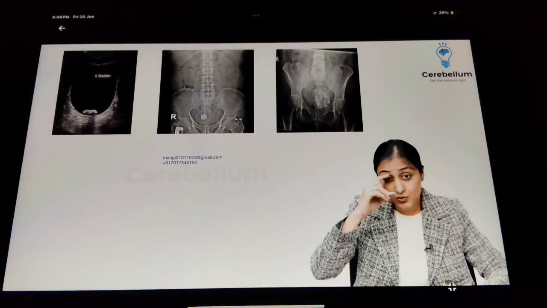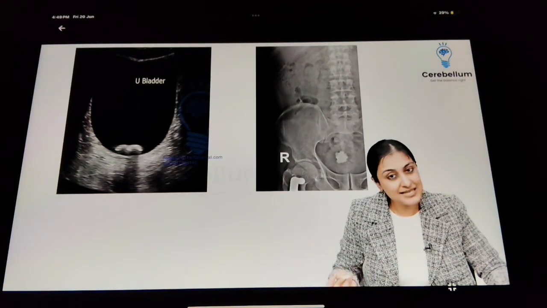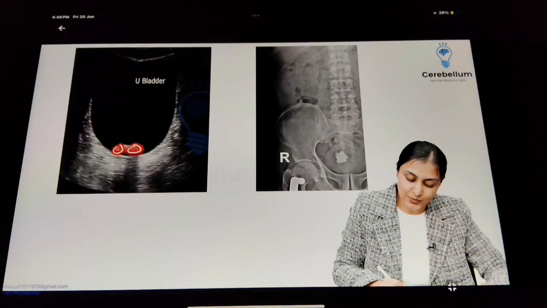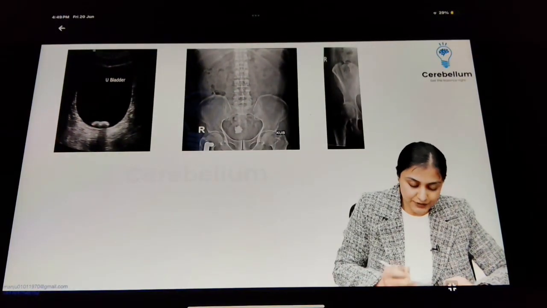What is this here? So now I'm showing you an ultrasound of the urinary bladder, and what do we see? Same old stones. Remember gallstones. So now in the urinary bladder, you can also see these stones here. So these are our UB stones.